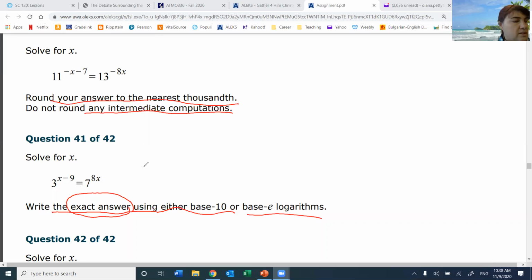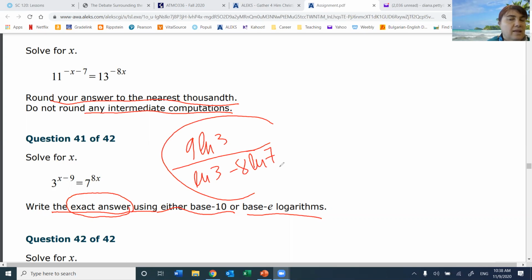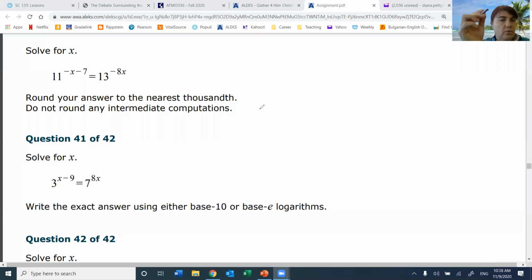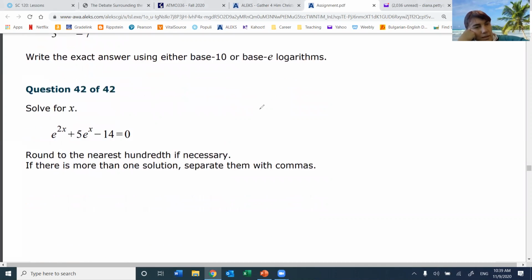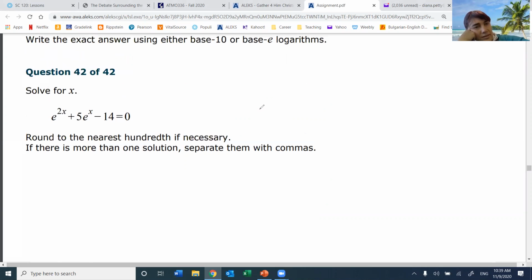So whatever you're using, your answer should look like, if it's natural, 9 log 3 over logarithm 3 minus 8 logarithm of 7. Whatever it is, you need to leave it like that, because this means exact answer. We're not going to give a numerical answer. Okay. Whew, the last one.